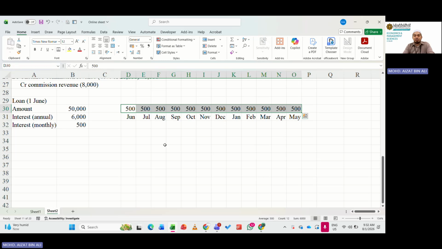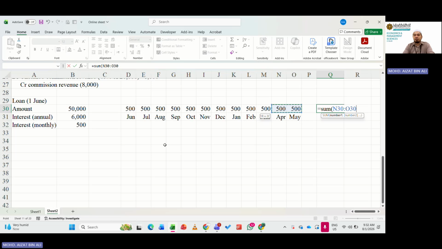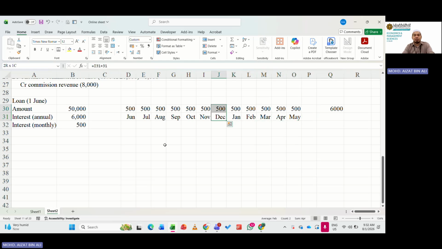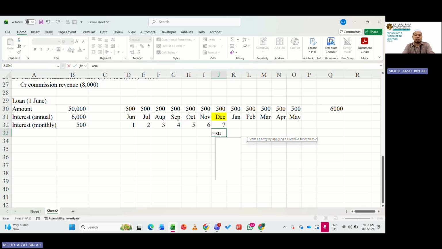For over a 12 months period, which gives us a total of, just to do a quick check, 6,000 ringgit per year, and our accounts close on 31st December. So how many months is that? This is the first month, second, and all the way to 7 months, so we just total the amount. It gives us 3,500 ringgit.